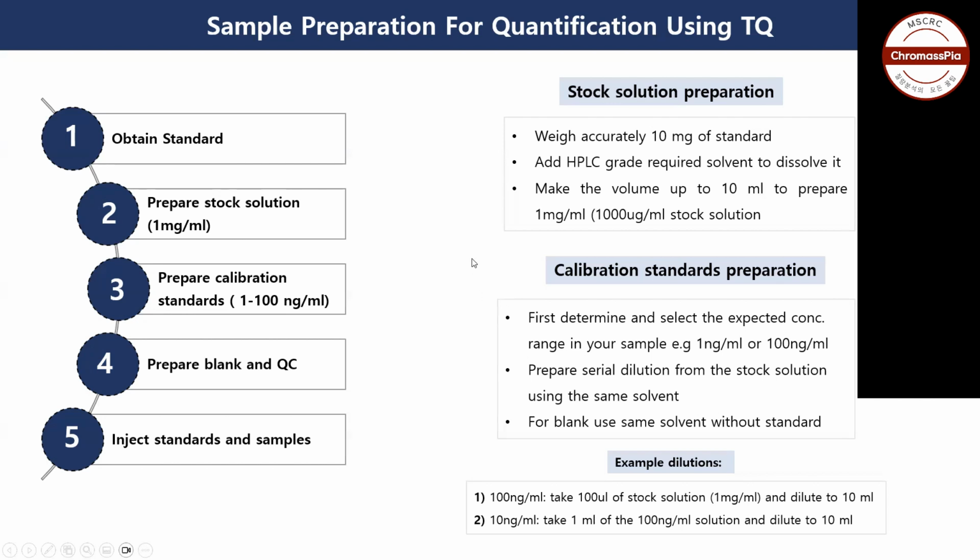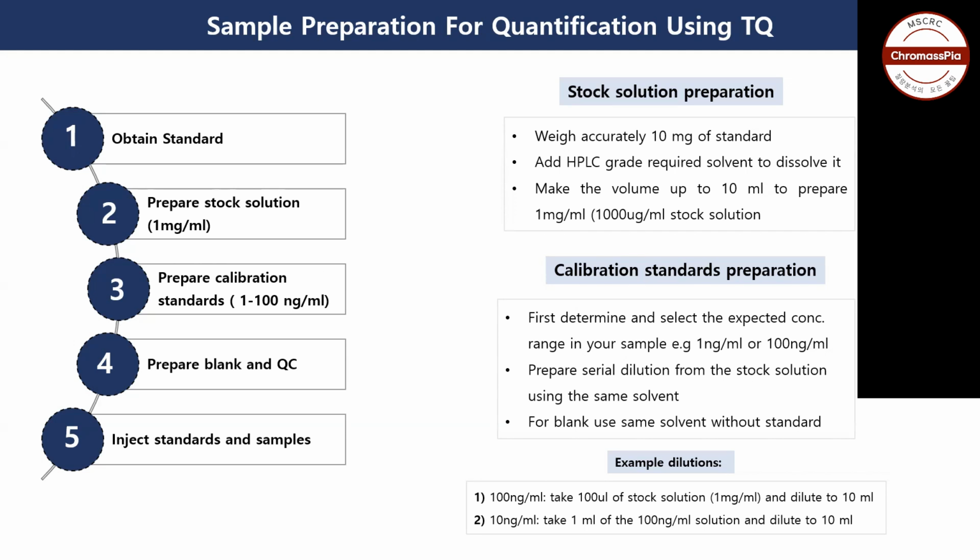So in this slide, you can see that you have to first prepare the stock solution by weighing out the exact amount of the standard that you want to analyze. And after that, you have to dissolve that in your sample using high pressure liquid chromatography grade solvents. And after that, you have to prepare the stock of that solution.